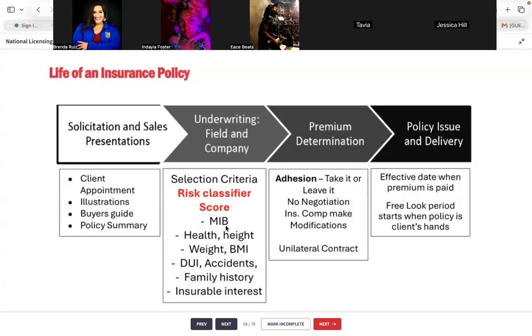Okay, cool. Premium determination. Your premium will be determined. They'll say, "Hey, you've been approved as applied for." Maybe you were quoted $50 a month for $100,000 in coverage. If you were approved as applied for, you'll pay your $50 a month. They may say, "Hey, you're approved, but you're a little risky. We're going to charge you a little bit extra." So you may have to pay $70 for $100,000 in coverage.